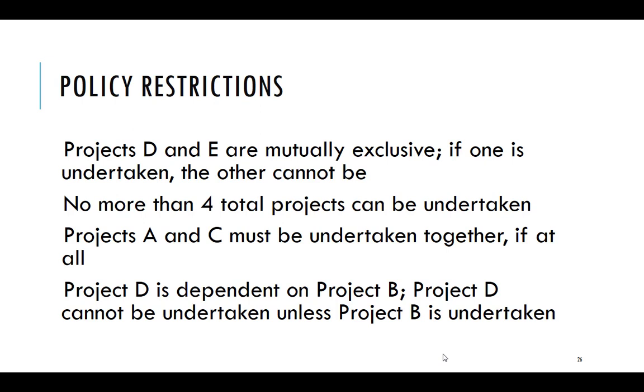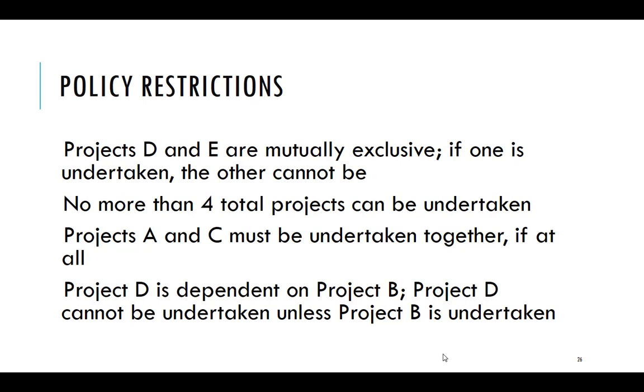First, we have projects D and E are mutually exclusive. That means if I do one, I cannot do the other. So if I decide to do project D, I cannot do project E. Also, if I decide to do project E, I cannot do project D. So only one of those two can be done. We're not saying one has to be done, but just that only one of them could be.